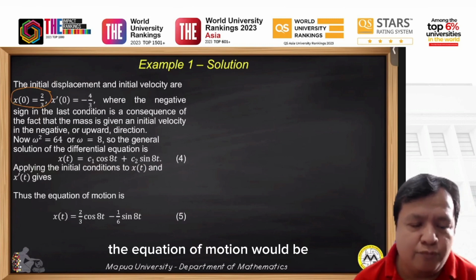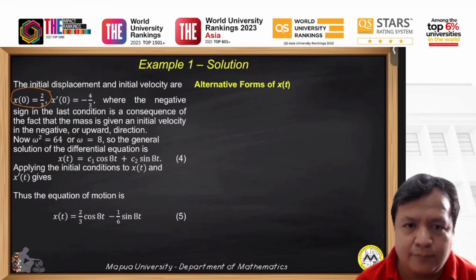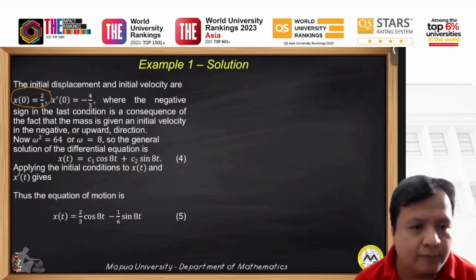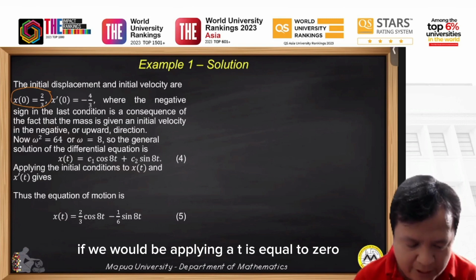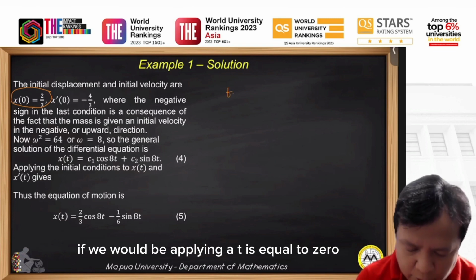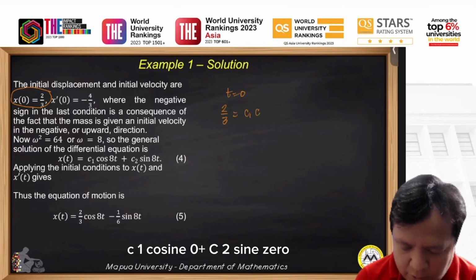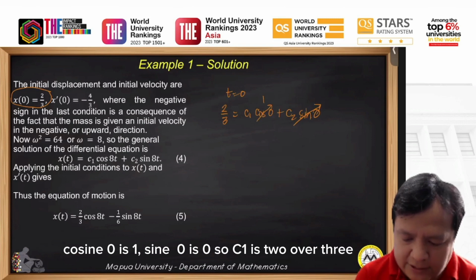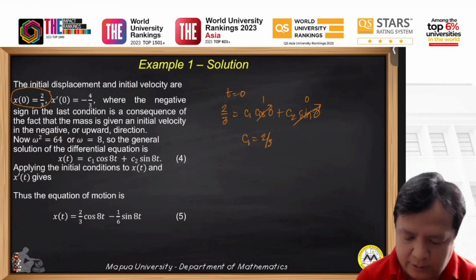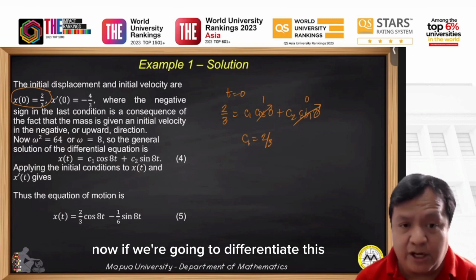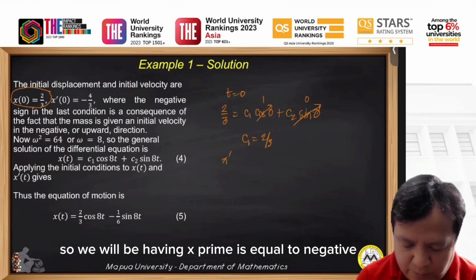If we apply t equal to 0, we would have 2/3 equal to c1 cosine 0 plus c2 sine 0. Cosine 0 is 1, sine 0 is 0. So c1 is 2/3.